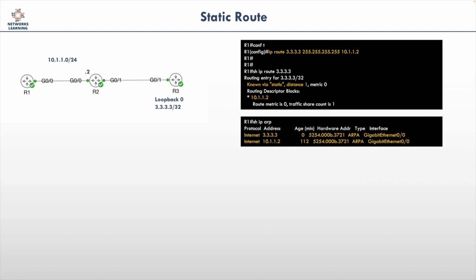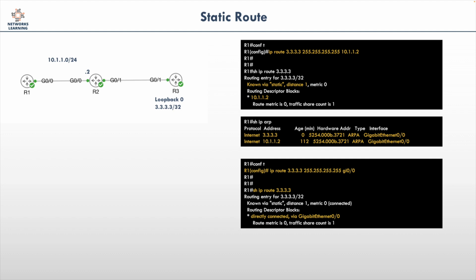On R1, I run a show ip arp. And at this point, I'm not interested in the ARP entry for 3.3.3.3. I'm only interested in the ARP entry for 10.1.1.2. So this is the MAC address that R1 received from R2 when it did send an ARP request for 10.1.1.2. And at this point, with this information, R1 can safely forward the frame to R2, and then R2 will forward the frame to R3. Now let's change the configuration of my static route on R1.